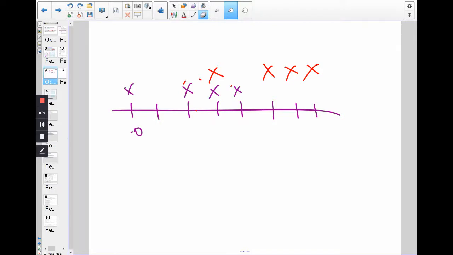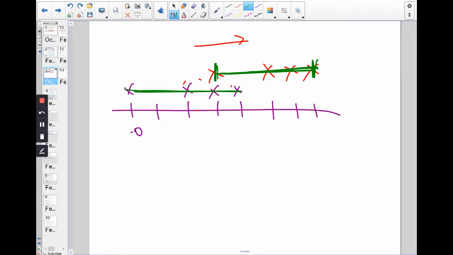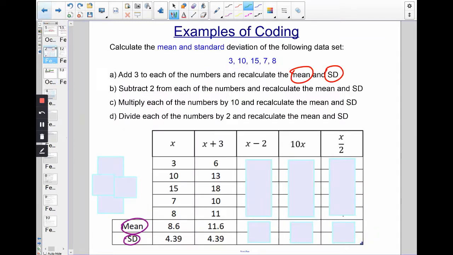So what you'll notice is the mean of this data has shifted to the right. However, if you look at the spread of the data, the spread hasn't changed. They're still spread out by a value, in this case of 1, 2, 3, 4, and in this case 1, 2, 3, 4. So back to this table, you can see that the standard deviation doesn't change, the mean does.